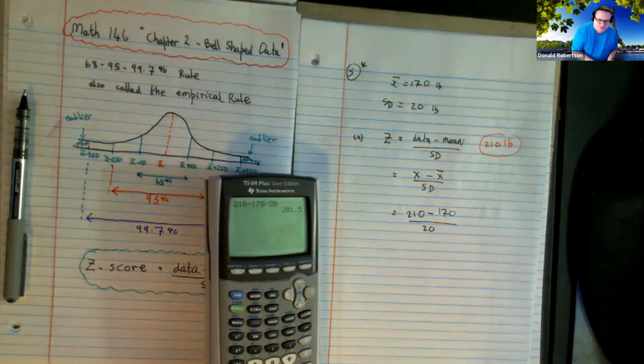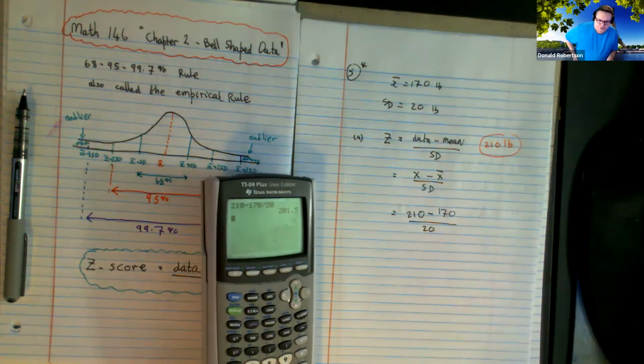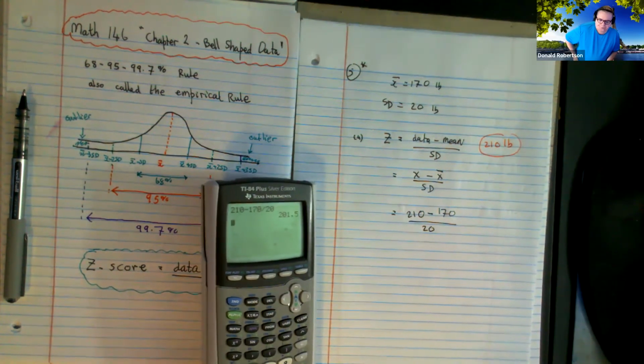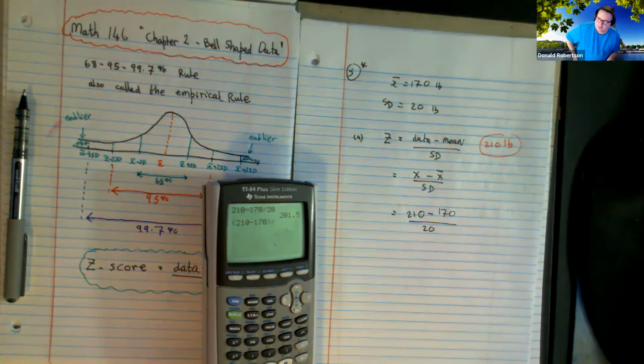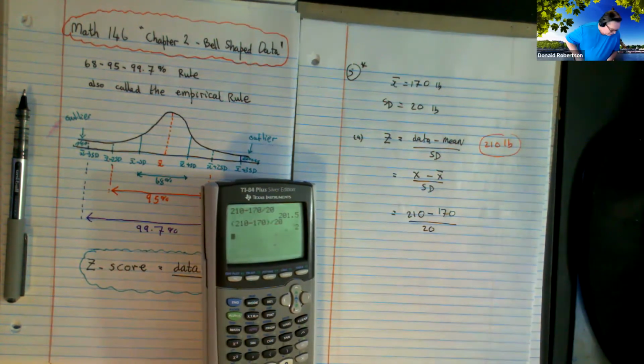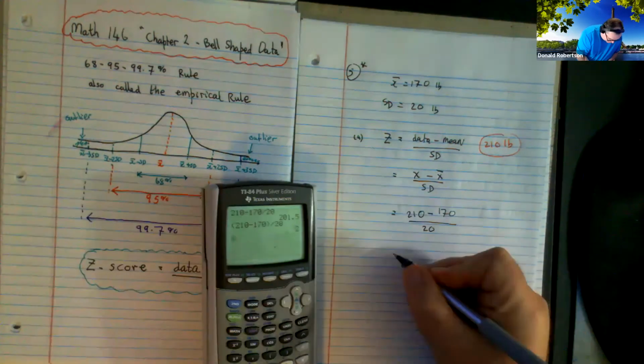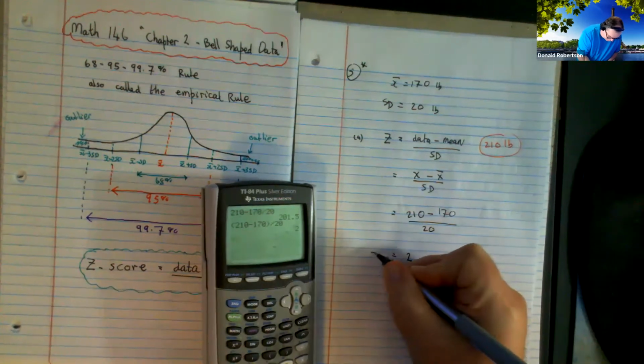So what was wrong with that calculation? What should I have done? It divided just 170 by 20. What you should do first is do 210 minus 170, evaluate that, and then divide by 20. And so the way to fix that is to stick a bracket around it. That makes the calculator do it first. And now you can divide by 20. And you see that's a much more reasonable score. So in this case, a Z-score of 2.